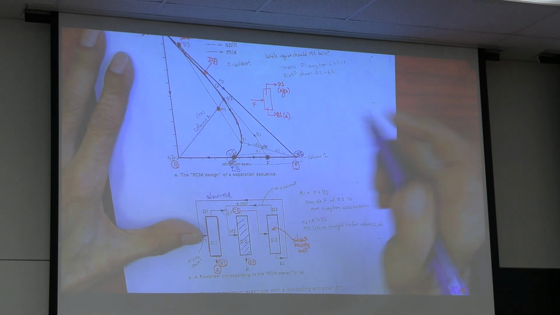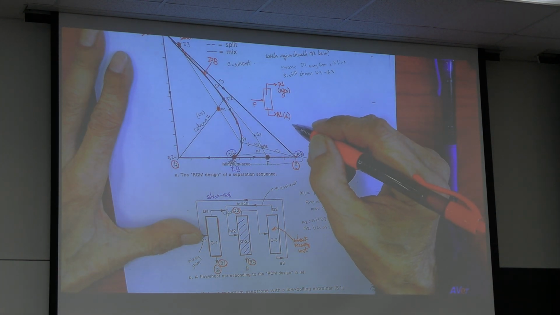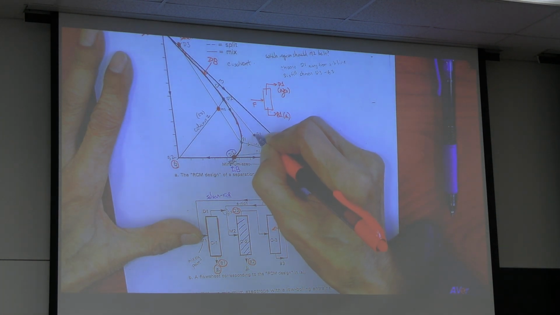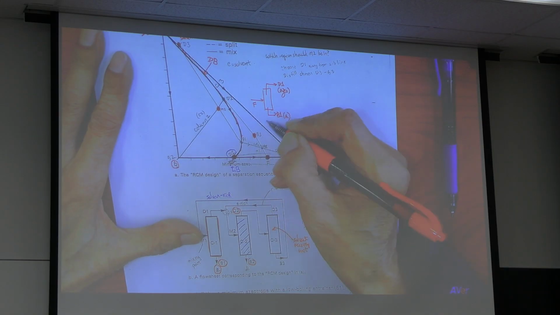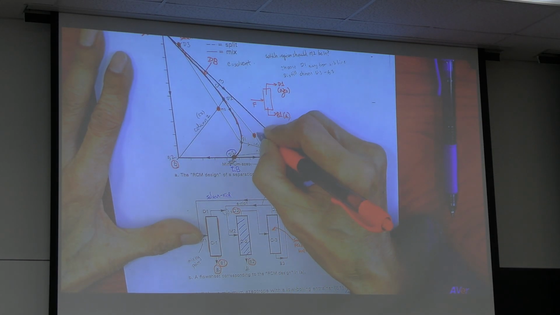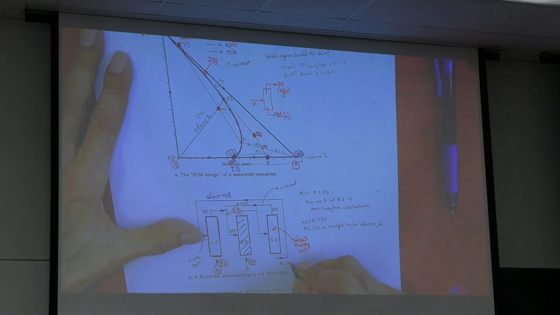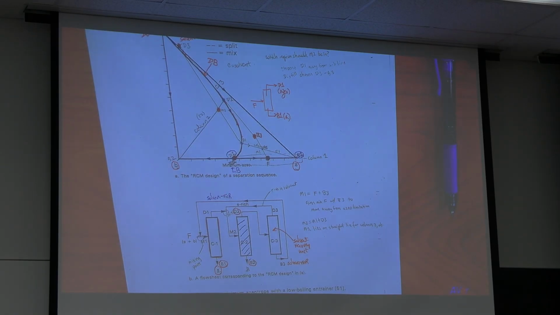So, the way you do it, first, you find a point in this region, you call that B3, solvent rich. I want to recycle.